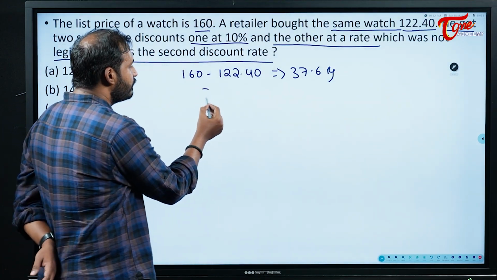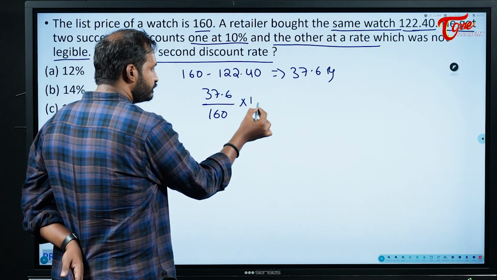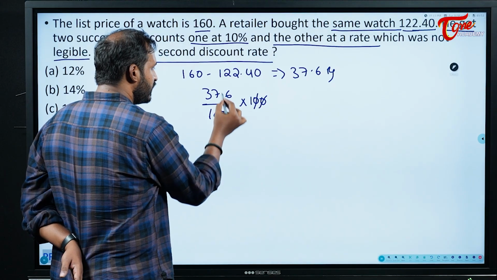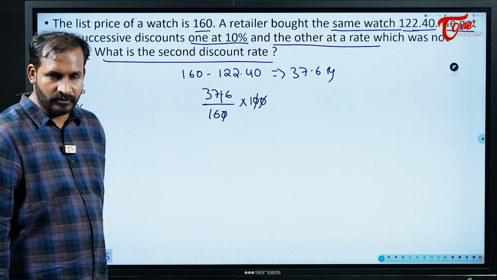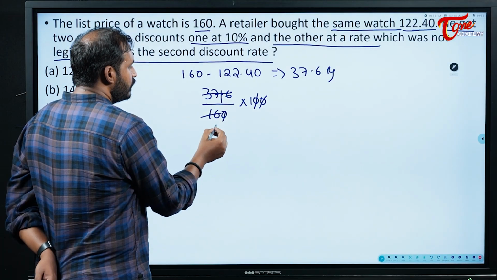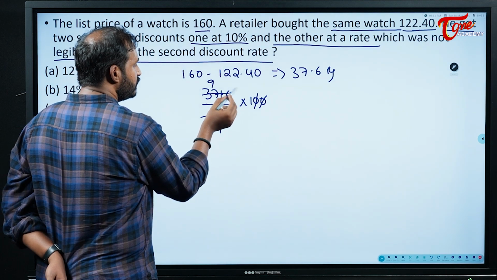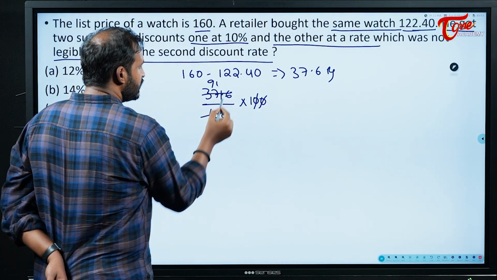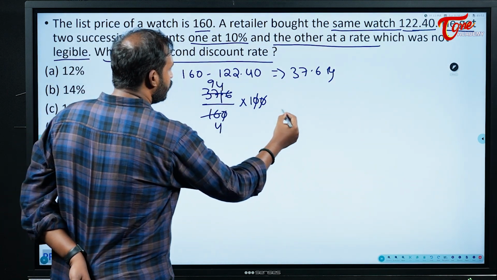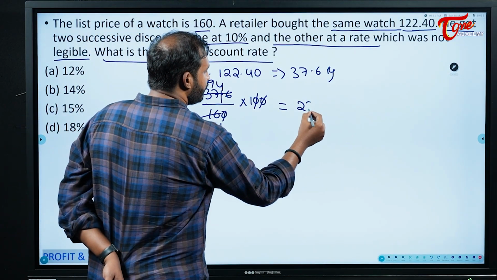So, 37.6 by 160 into 100. This 0 and this 0 will get cancelled. We need not worry about that one. Next, in the 4 table, what will you get? 4 4s are 16, 4 9s are 36 and 4 4s are 94. So what is the overall percentage we will get here? 47 by 2, that is 23.5%.